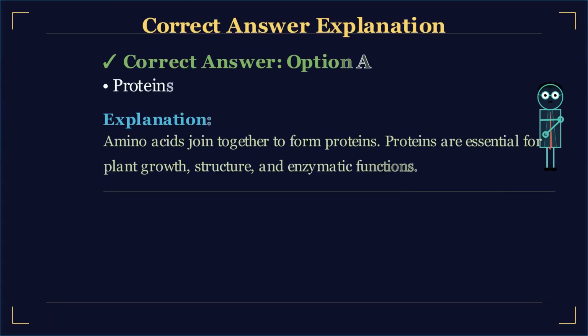Here's the explanation for the correct answer. Amino acids join together to form proteins. Proteins are essential for plant growth, structure, and enzymatic functions.